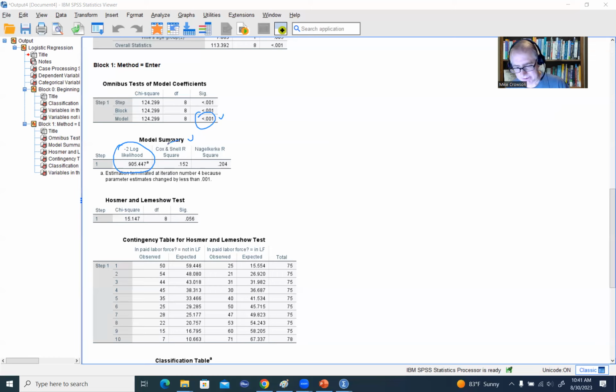Here we have the Cox and Snell and Nagelkerke pseudo R-square values. As I said in my previous video, these are analogies to the R-square value that we would have in the context of least squares regression.